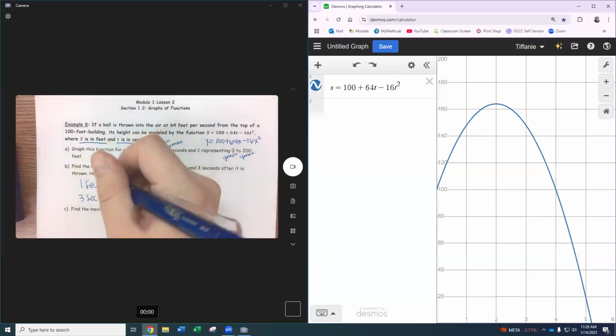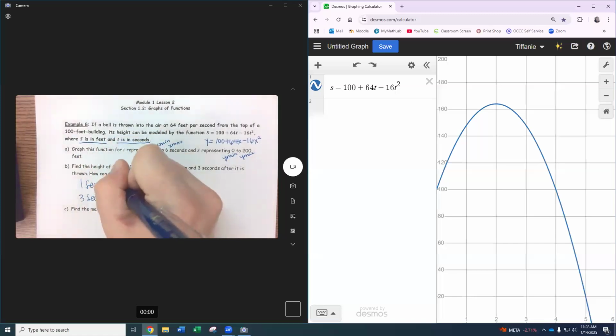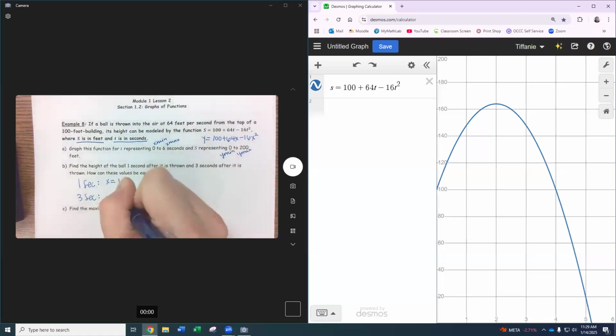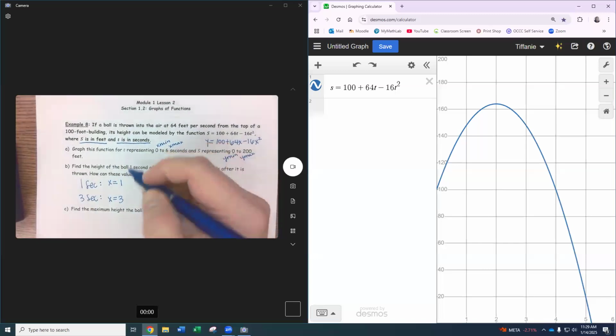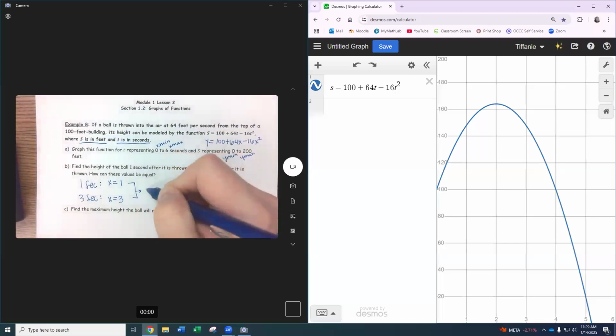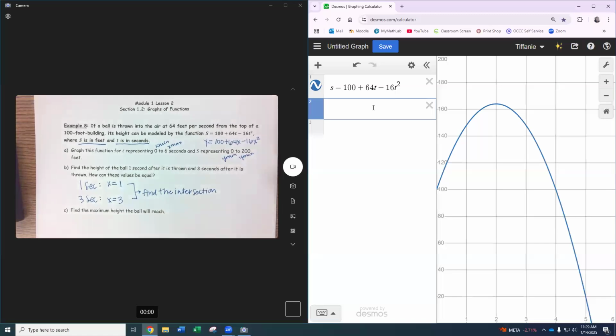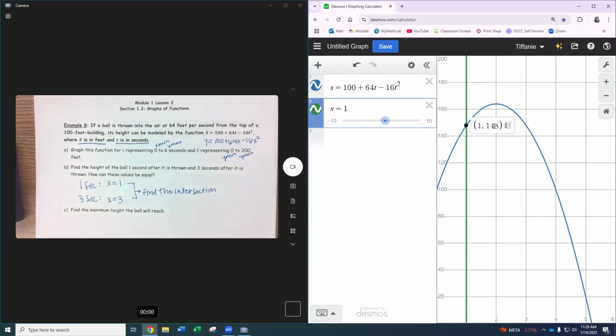So to be able to find this, I'm going to go into my second line and I'm going to type in x equals 1. And then for this one here, we'll type in when x equals 3. We want to then find the intersection. Okay, so second line, we've got x equals 1 because my x-axis is what's representing this time. And where is this crossing? It's crossing at 148.